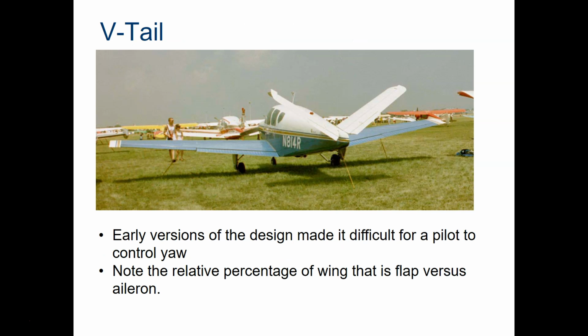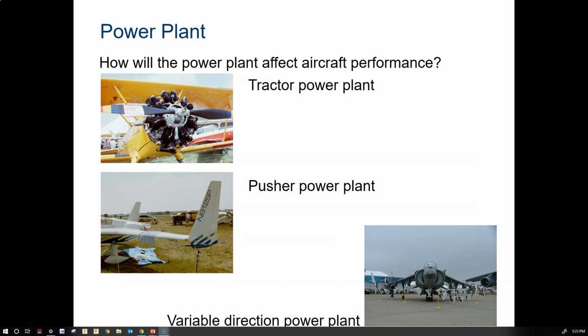And probably the least common is the V-tail. Early versions of this design made it difficult for a pilot to control yaw. Note the relative percentage of the wing that has flap versus aileron. Although we will dive deeper into propulsion systems later in the curriculum, for now let's consider these three different types: tractor power plant, a pusher power plant, and variable direction power plants.